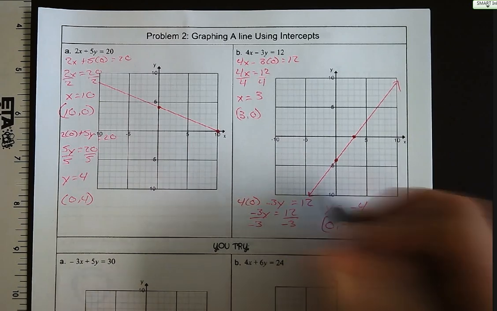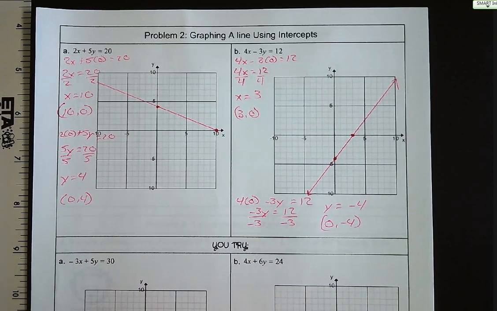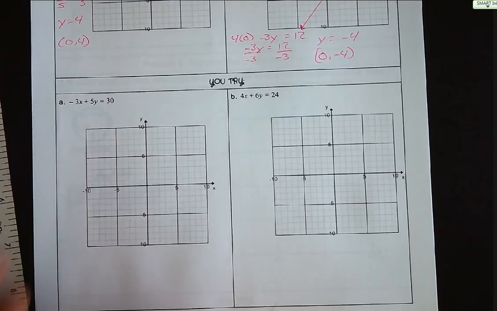And you've got arrows on the end. All right, so I want you guys to try letters A and B, and then we will go over them.